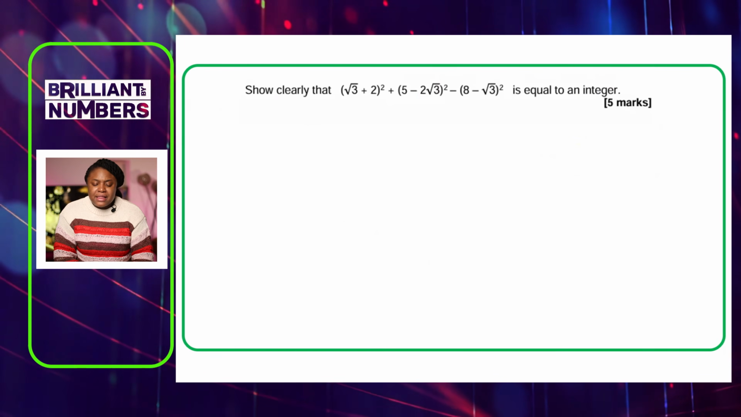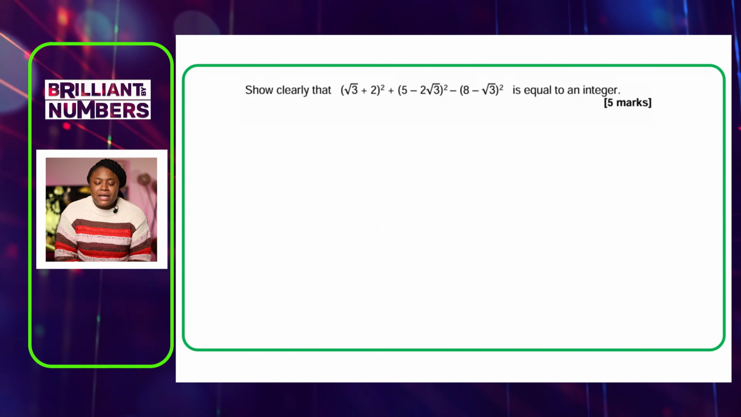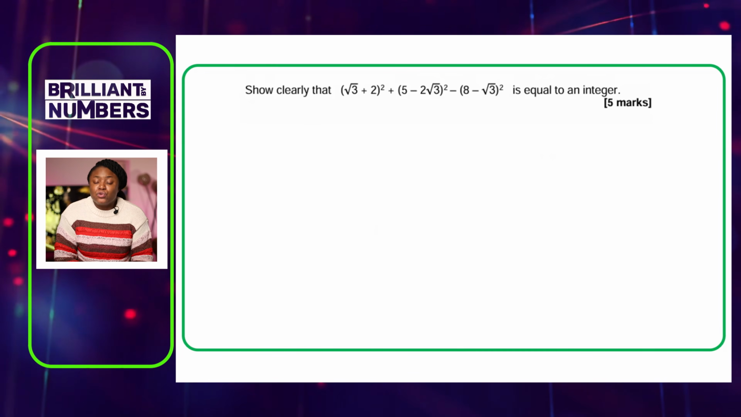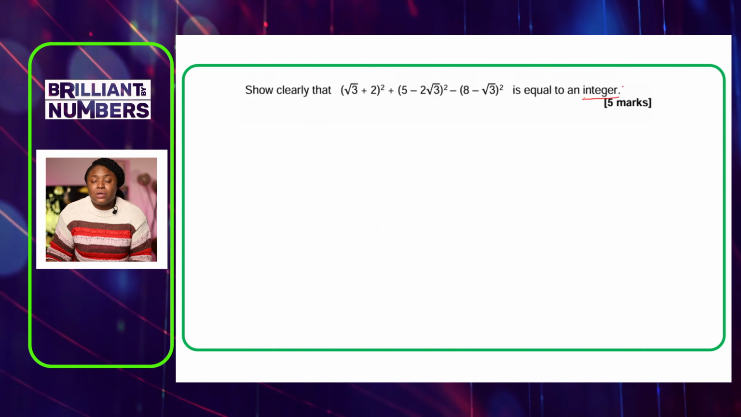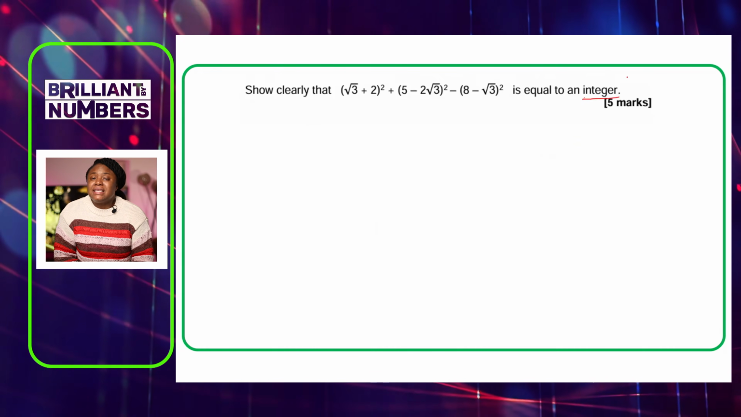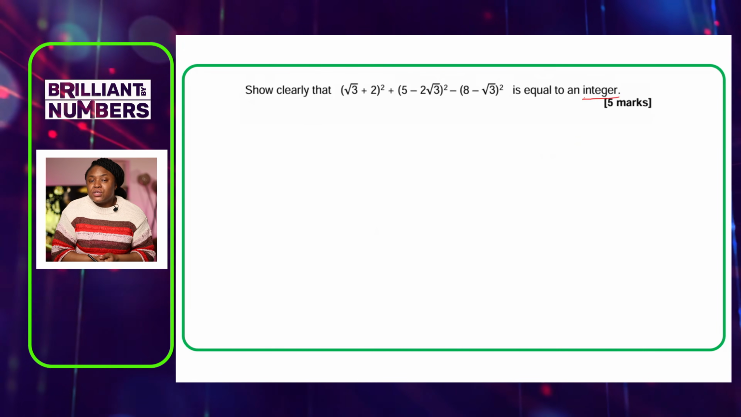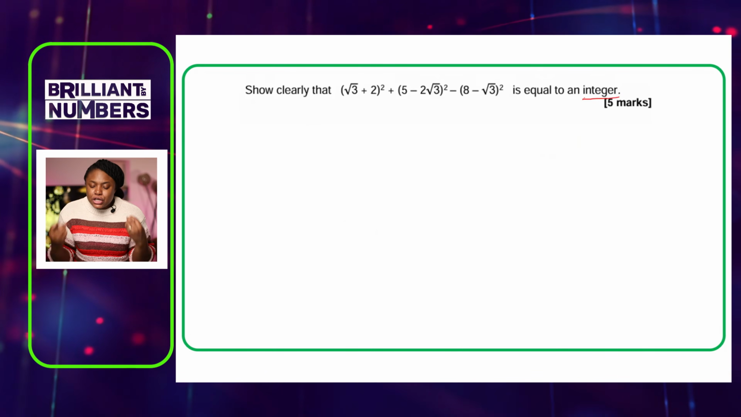So for the next question, it says, show clearly that root 3 plus 2 squared plus 5 minus 2 root 3 squared minus 8 minus 3 root 2 squared is equal to an integer, for 5 marks. Now guys, remember, when we talk about an integer, we're speaking about positive and negative whole numbers, which includes 0. So it's all the numbers you see on your number line.